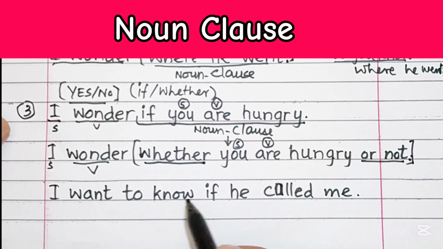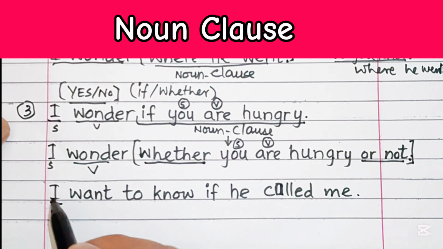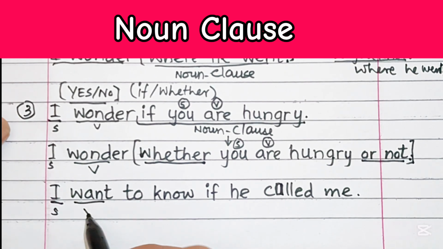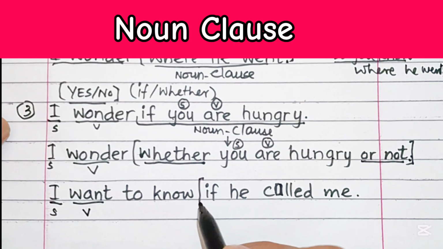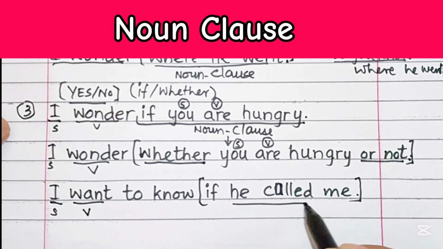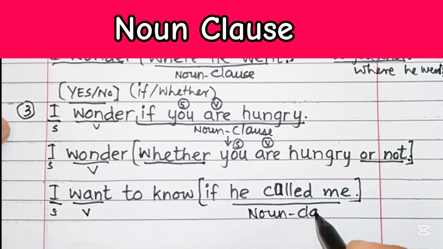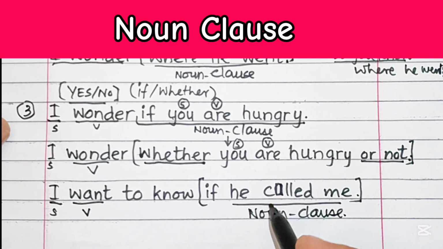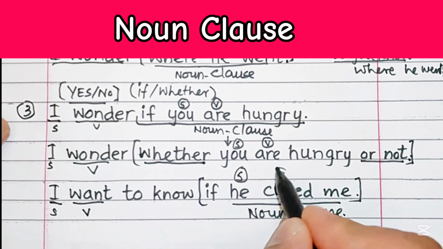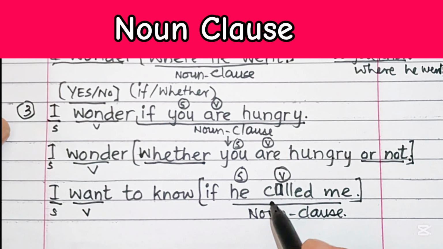I want to know if he called me. This is the subject, this one is the verb, and if he called me, this is a noun clause because it is being used in place of the object, which may be a noun or pronoun. If he called me, this is the subject and this is the verb of this clause, and it is being used in place of a noun.